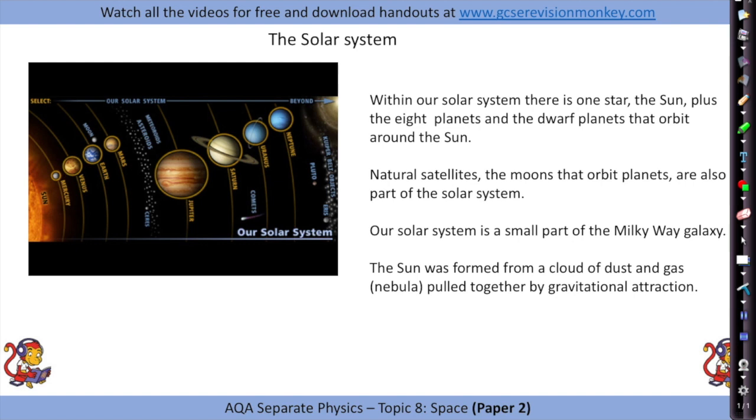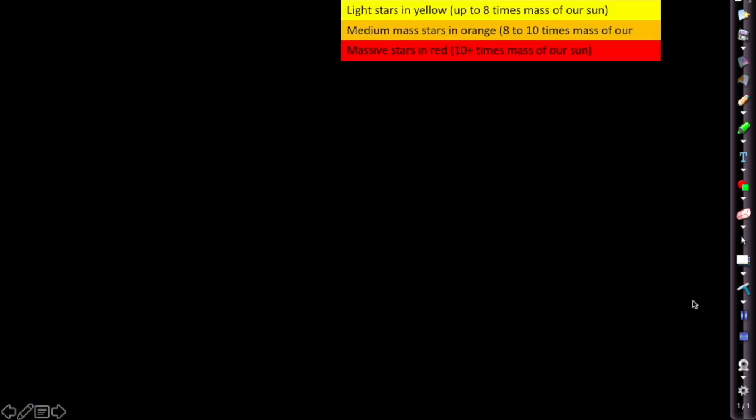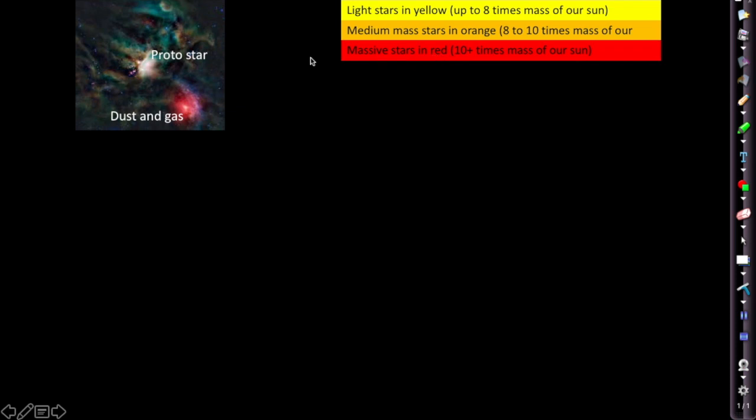Now, the Sun was originally formed from a cloud of gas and dust called a planetary nebula, which was pulled together by gravitational attraction. And this leads us nicely onto our stellar evolution, so our life cycle of stars. Now you get three different types of stars, which have got three different types of endings: light stars, which are up to about 8 times the mass of our Sun, medium stars, and massive stars. So let's have a look at what all stars start off as then.